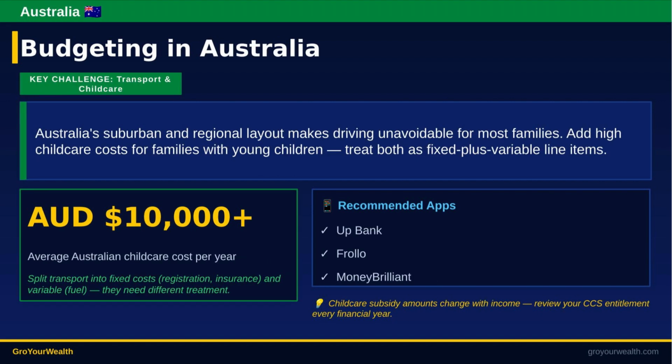In Australia, the big variable is often transport and fuel costs, particularly in suburban and regional areas where driving is unavoidable. Australians also face high childcare costs if they have young families. Treating both as fixed plus variable line items gives the most accurate picture.